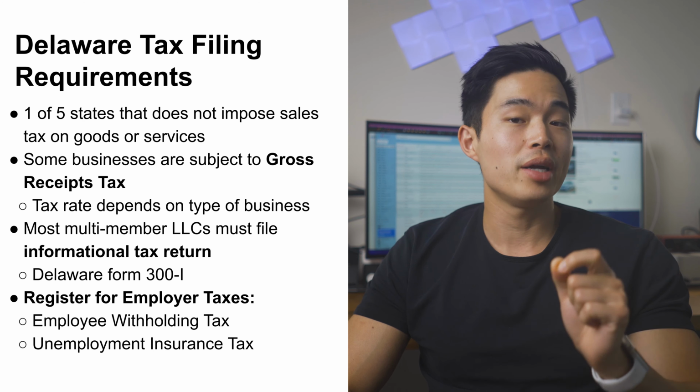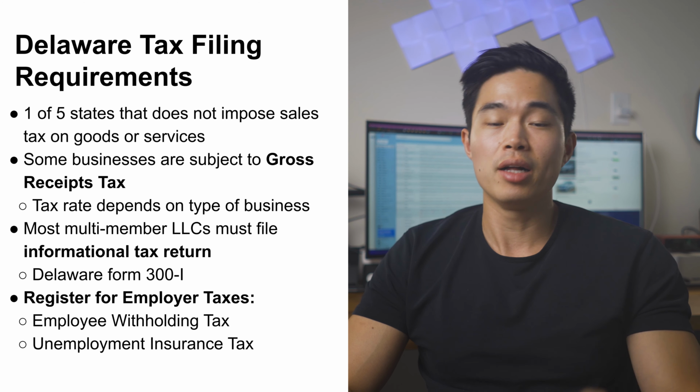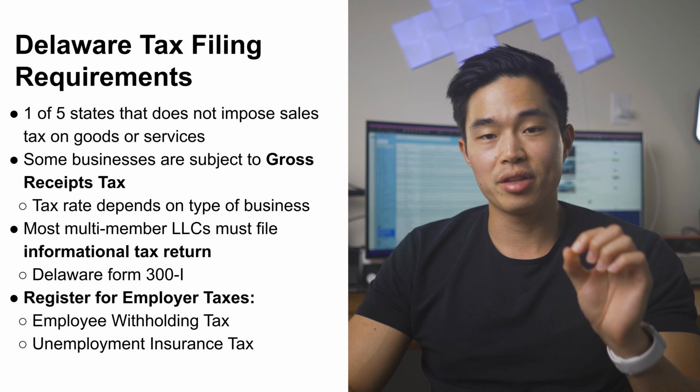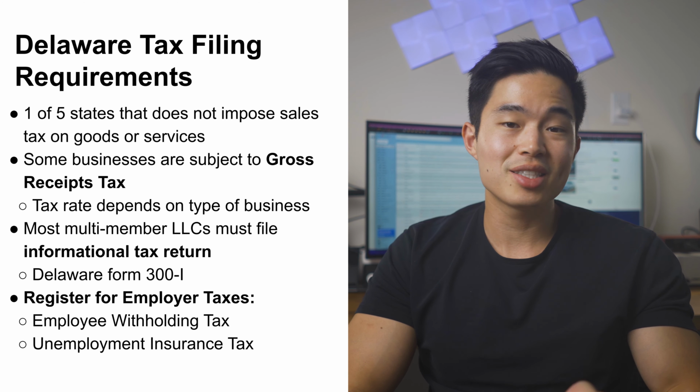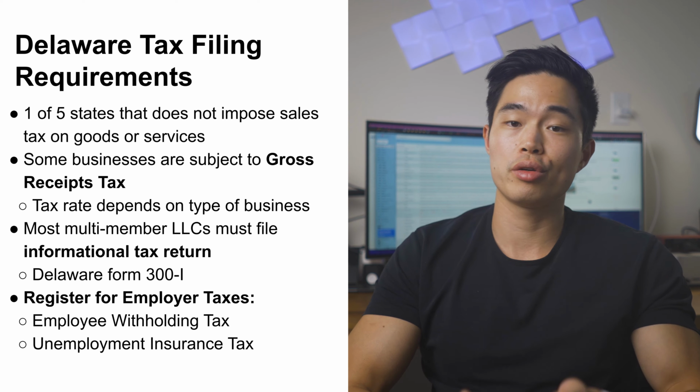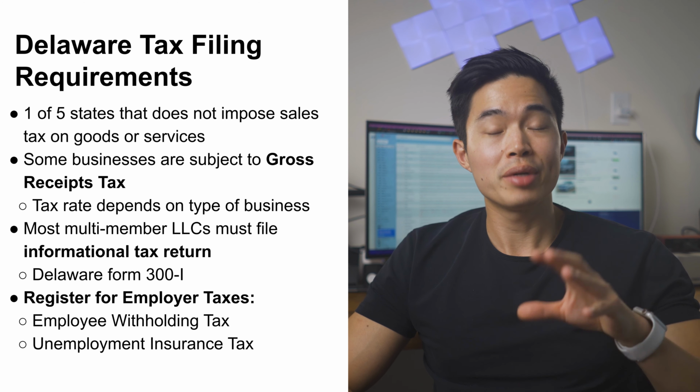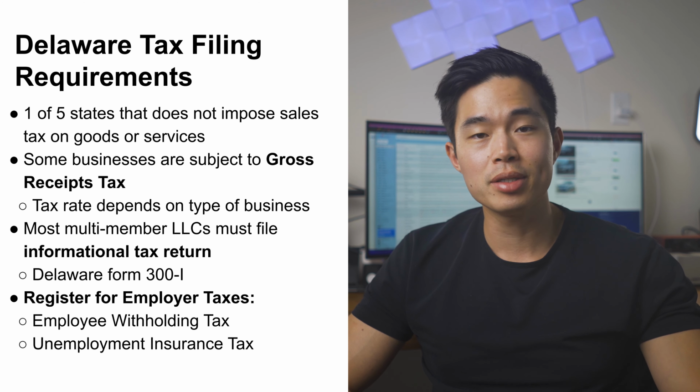For most multi-member LLCs, you're also going to need to file an informational tax return on the form 300I, and you also may need to deal with employee withholding tax as well as unemployment insurance tax. But yeah, I recommend doing a little bit more research for these tax filing requirements, or you can also ask your accountant about it.